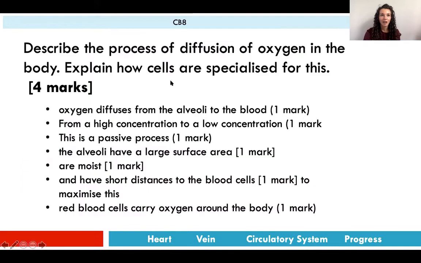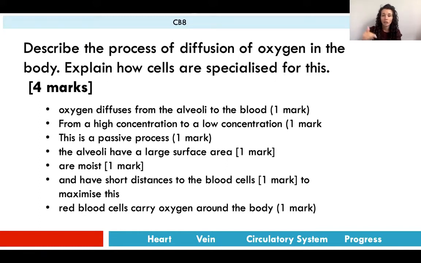Excellent. So if you can mark your answer to the question, it's worth 4 marks. So if you can find any of the marks, then just give yourself a tick. All right. So describing the process of diffusion of oxygen in the body and explaining how cells are specialised for this. So oxygen diffuses from the alveoli, so that's the air sacs in the lungs, into the blood. And it goes from a high concentration to a low concentration.